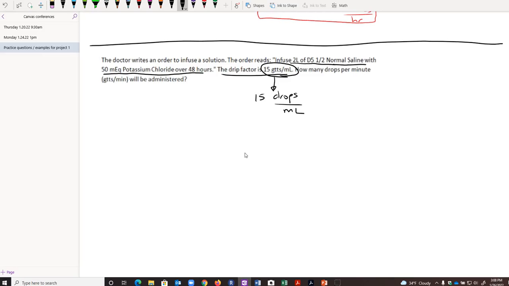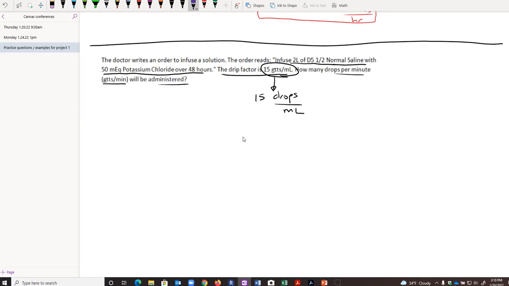And then it asks you how many drops per minute will be administered over that time period. Okay, so in questions like these and any other questions, sometimes the challenging part is just getting started. So, again, listing out what you're given is really a good place to begin questions like these. Usually when you write out information that's provided, it tends to lead you down the correct path of what you're actually going to use to solve this problem.